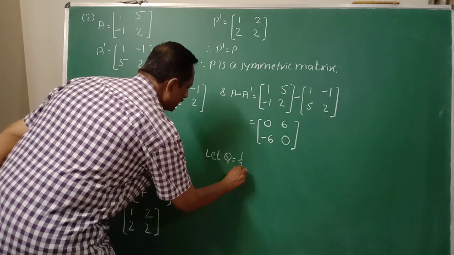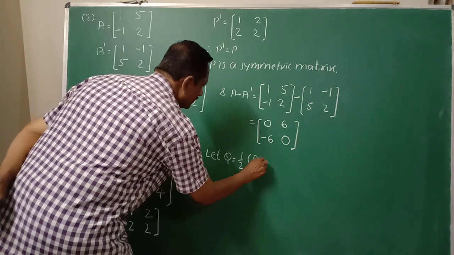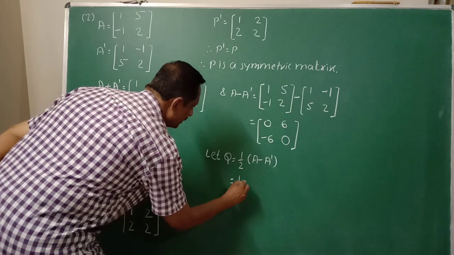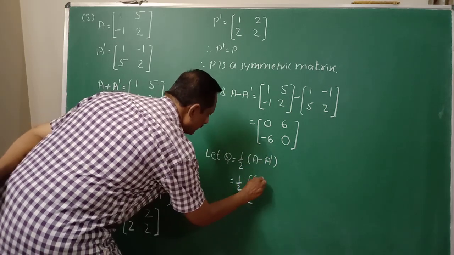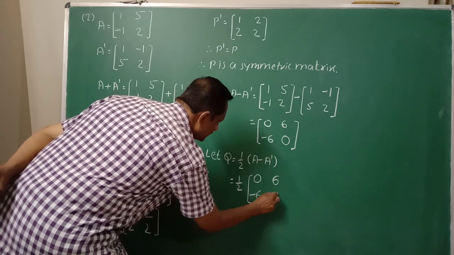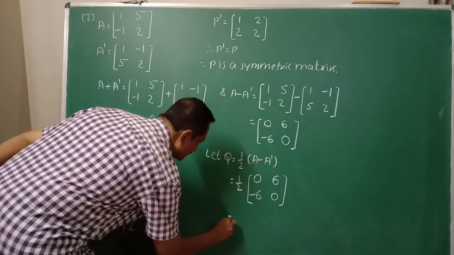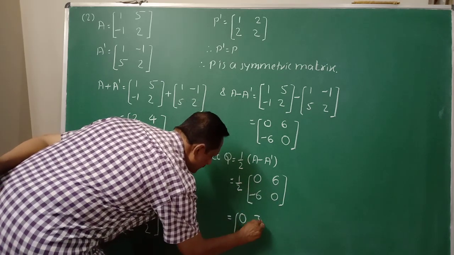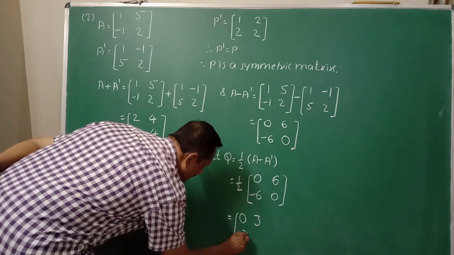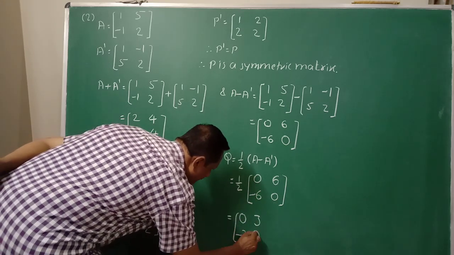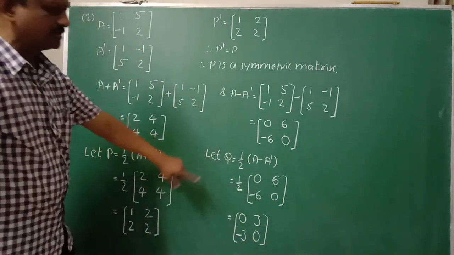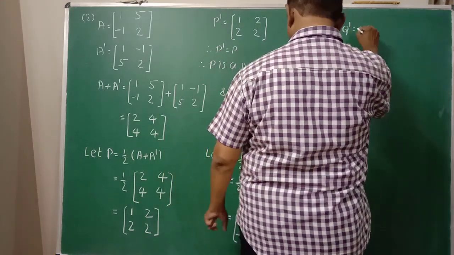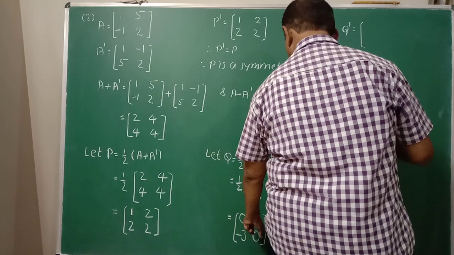Therefore let us consider Q is equal to 1 upon 2 into bracket A minus A dash. Therefore this is equal to 1 upon 2 into the matrix 0, 6, minus 6, 0. Therefore this is equal to: 0 into 1 upon 2 becomes 0, 6 into 1 upon 2 becomes 3, minus 6 into 1 upon 2 is minus 3, 0 into 1 upon 2 becomes 0. So this is the matrix. Then write its transpose. Hence Q dash is equal to 0, 3 written in the column.